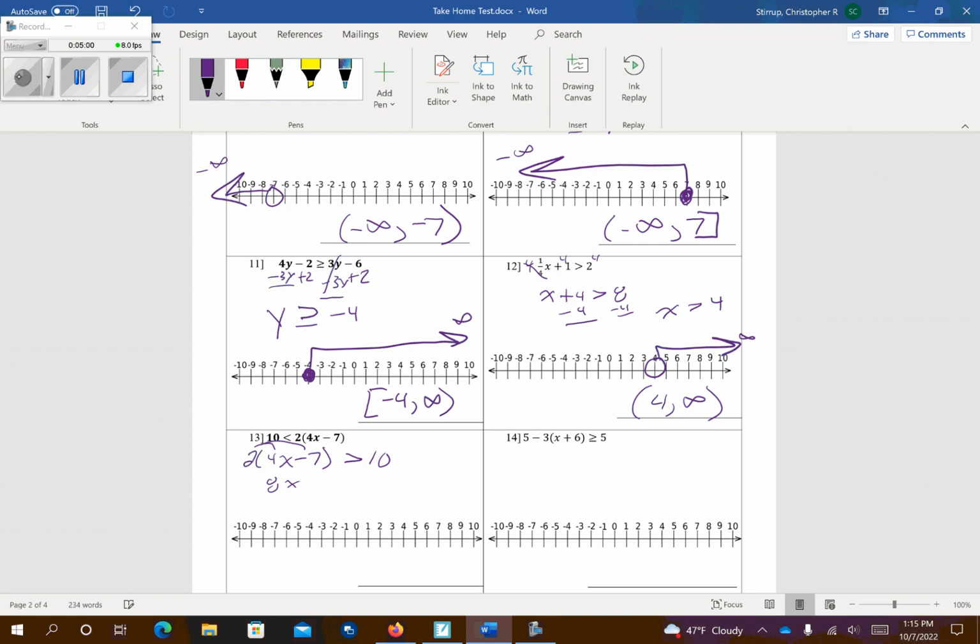So 2 times 4x is 8x. 2 times negative 7 is negative 14. Add 14 to both sides. So 8x is greater than 24. Divide each side by 8. So that comes out to x is greater than 3. So I have an open dot at the 3, and we're going to go to the right to infinity. So that means I have soft bracket from 3 to infinity. Again, you're reading it from left to right.